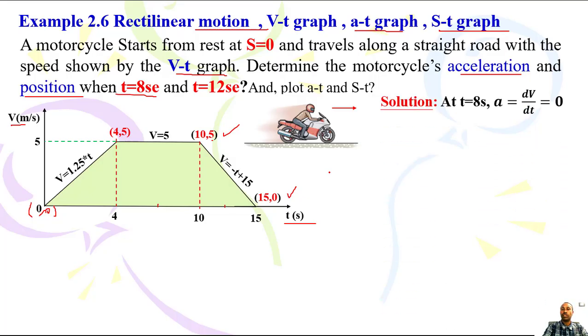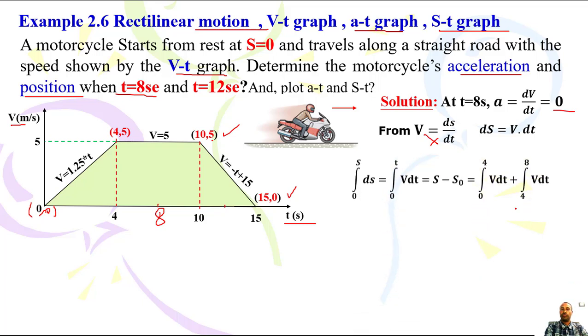Let us see. At t equals 8 seconds, acceleration is equal to dv by dt. So acceleration at 8 will be 0 because velocity is constant. If in the velocity time curve a horizontal line is given, then acceleration will be 0. There is no dv by dt. Then similarly, from v is equal to ds by dt, we cross-multiply: ds is equal to v dt. Then you have the velocity function.